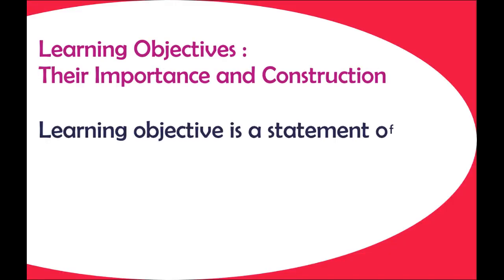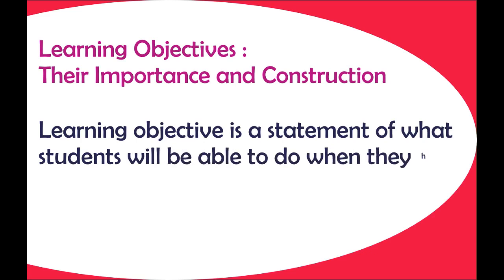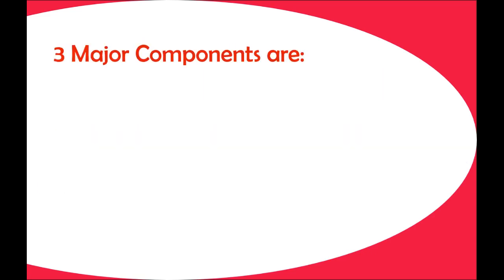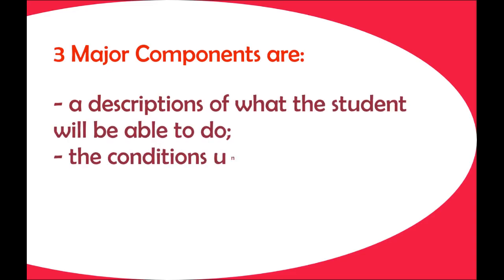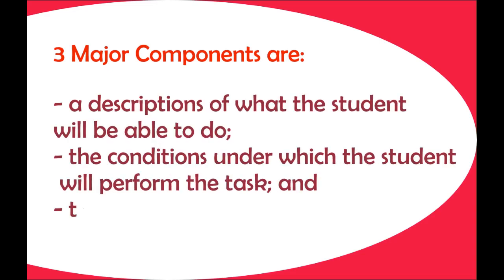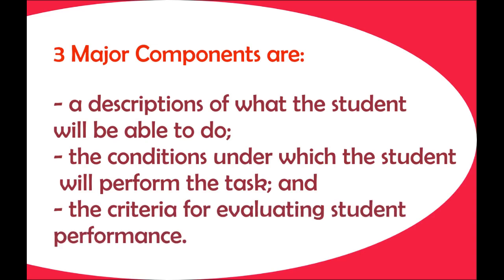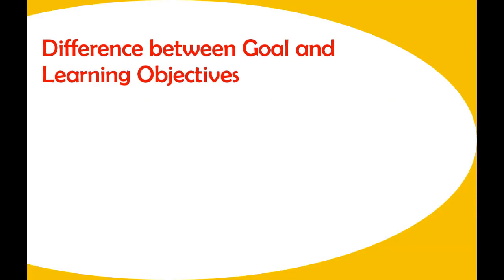Learning objective is a statement of what students will be able to do when they have completed instruction. Three major components are descriptions of what the student will be able to do, the conditions under which the student will perform the task, and the criteria for evaluating student performance. Difference between goal and learning objectives.